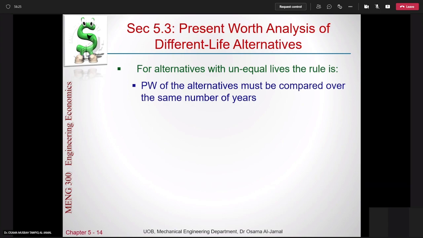It's not logical. The life of that equipment or that investment is only 5 years, and the other investment is only 6 years. What to do? One is 5 years and the other one is 6 years. We cannot compare between them. According to what it says here, they're supposed to be of equal lives, but actually, in reality, they are not equal. So we need to do something. Present worth of alternatives must be compared over the same number of years. That's called equal service requirement.